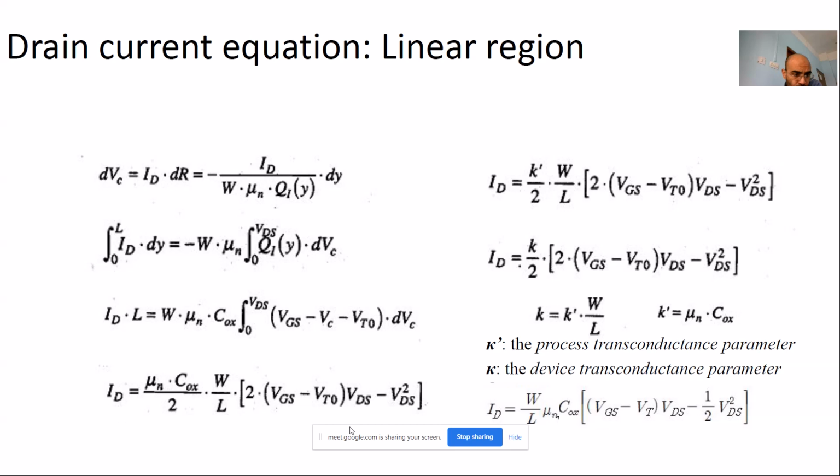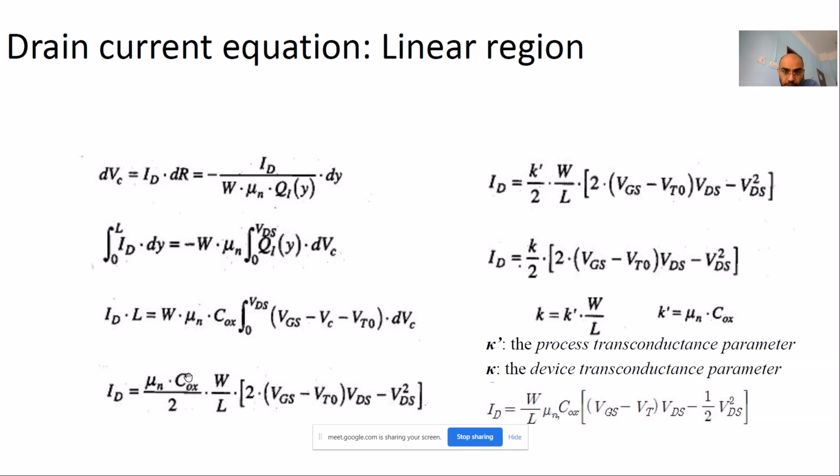So this is what the equation is: ID is equal to half of mu n Cox W by L into, within the brackets, twice of (VGS minus VT0) into VDS minus VDS square. So this is what your drain current equation looks like in the linear region. This is the simple derivation.